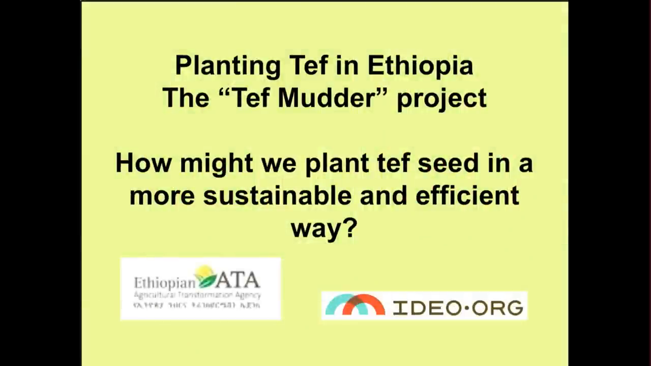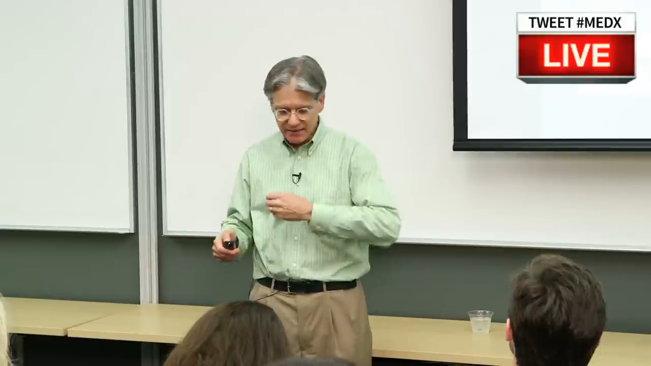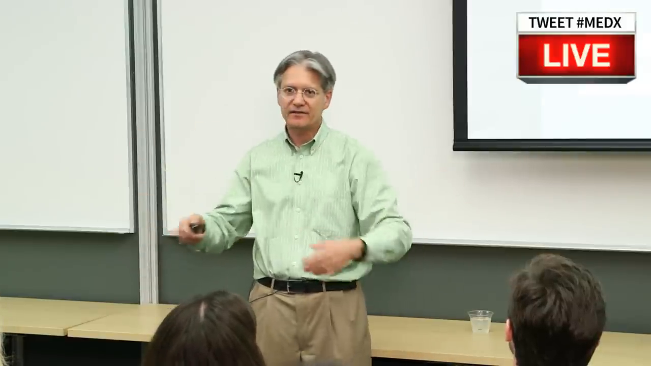Another cool project is planting teff in Ethiopia. Who knows what teff is? Anybody? Oh, there's one. Teff is the smallest grain in the world. It's practically like dust. It almost pours like water. So you can't deal with it in a normal way that seeds are dealt with. And it's been for thousands of years. They've just broadcast it in their areas where they're growing, and then it competes with itself. So you have to use a lot of seed. And it competes with itself.